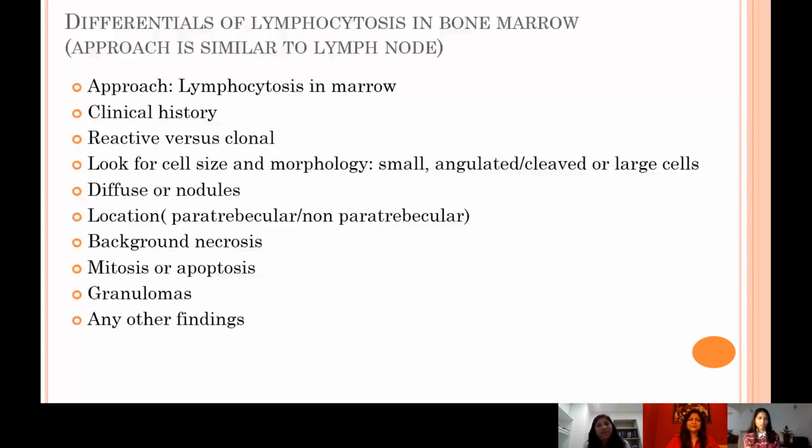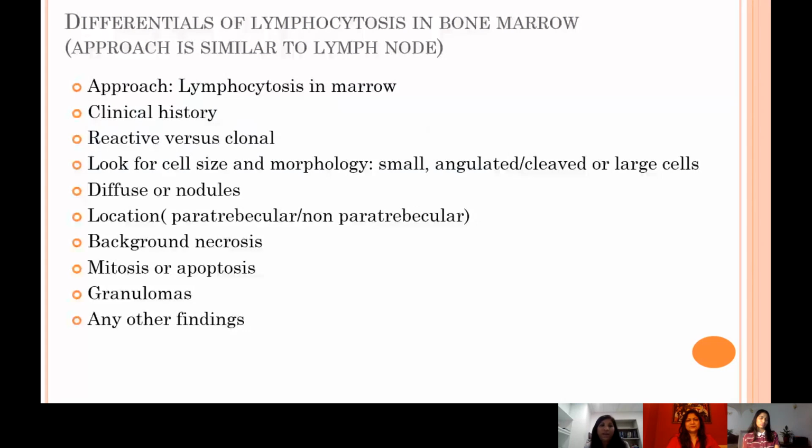So how do we approach these kinds of cases? For example, we have lymphocytosis in the marrow. Now, how do we clinically rule out various differentials? The approach is almost similar to what we do in lymph nodes. In lymph node, we look at the architecture, whether the lymph node is effaced or not. In bone marrow, we do not use that word. So we always go back and look at the clinical history.